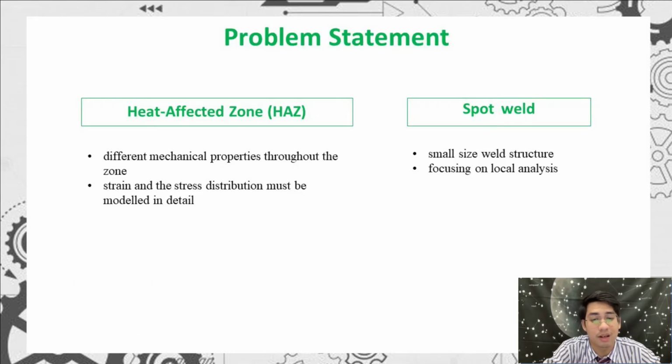In analyzing the strength of the spot weld, there are some challenges. In the heat affected zone, the distribution of stress and strain are different due to its different mechanical properties throughout the area. So the HAZ needs to be modeled in detail and cannot be generalized as the same material overall. Another challenge, the small size of the spot weld structure also makes mechanical testing difficult. So local analysis is needed in analyzing the data from the mechanical testing.